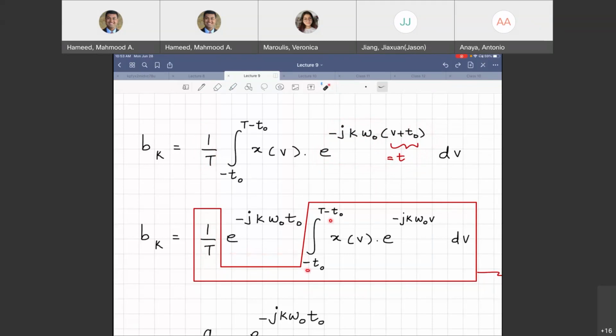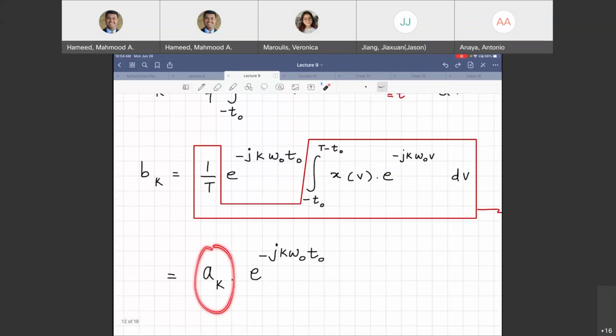The integration is from minus t0 to t minus t0, x of v, e to the minus j k omega naught v dv. What is this? Minus t0 to t minus t0. It is still integration over one time period. It is a different time period, but it is still one time period. 1 over T, integration over one time period, x of v, e to the minus j k omega naught v dv. What is that? Fourier series coefficients of x of t, right? So that will simply boil down to ak e to the minus j k omega naught t0.